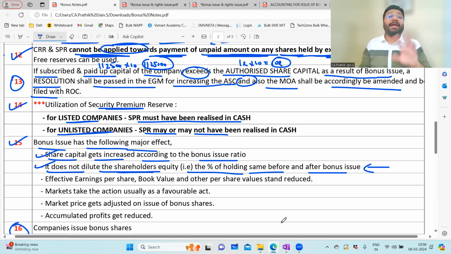Correct? Now you might get this as a true and false question. Owner's share or shareholders' equity is diluted, that is either increased or decreased after bonus issue. True or false? Is it diluting? Are the shares increasing? The answer is no. So answer is false.